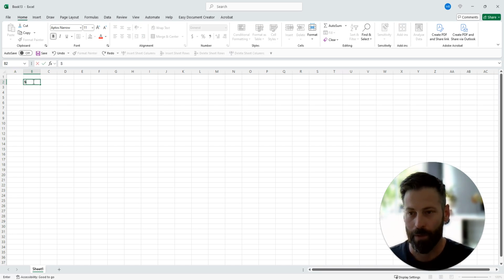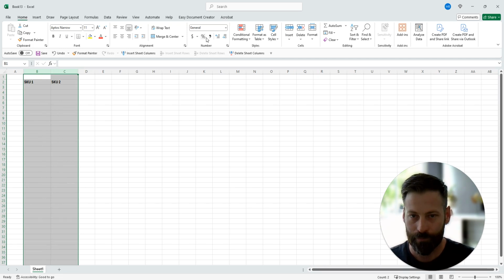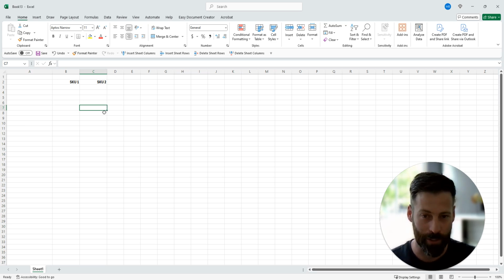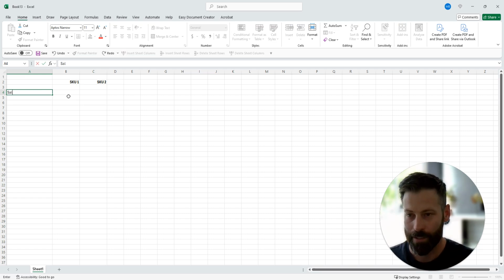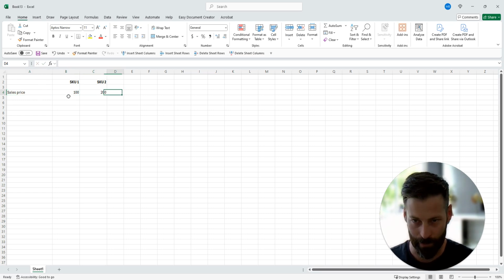So let's say in this business we have 2 SKUs. Very simple. That's it. That's all they sell. And we need to work through how much money we sell these for, what it costs us to sell them, how much it costs to acquire the customer, and what profit is available from those. So let's say the sales price is $100 and $200.